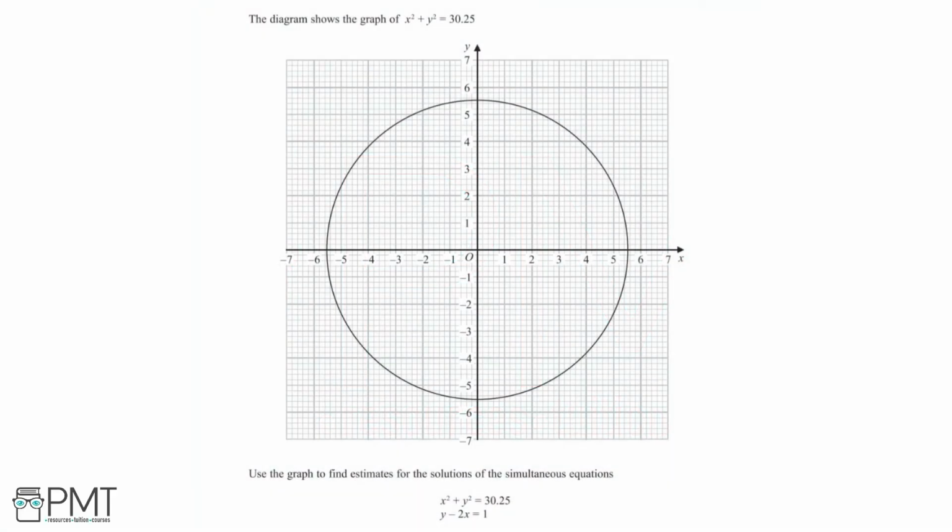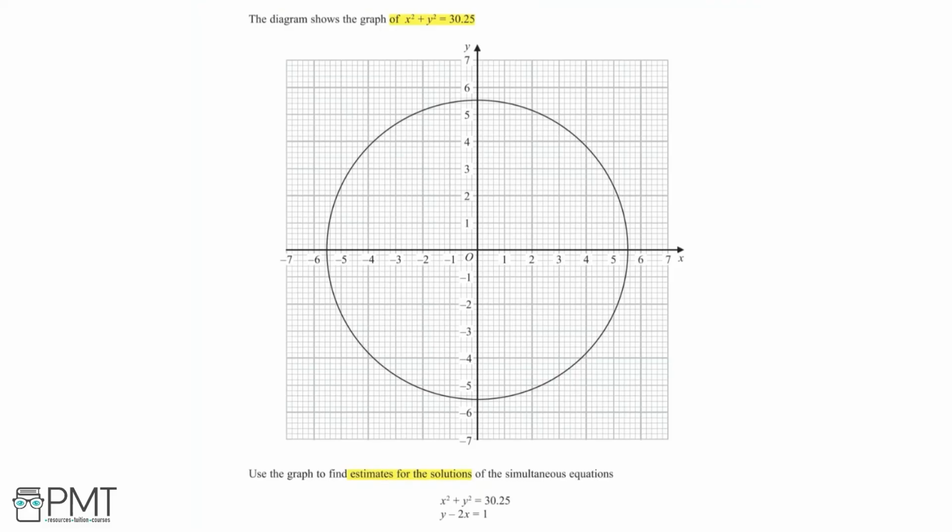In this question, we're given a diagram which shows a graph of x squared plus y squared equals 30.25. We need to use our graph to find estimates for the solutions of the simultaneous equations x squared plus y squared equals 30.25 and y minus 2x is equal to 1.